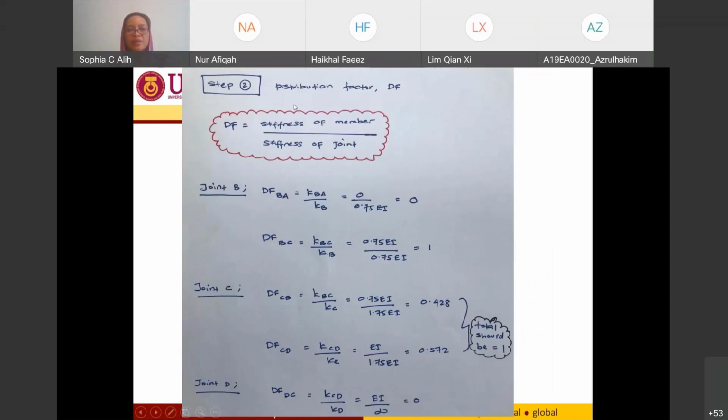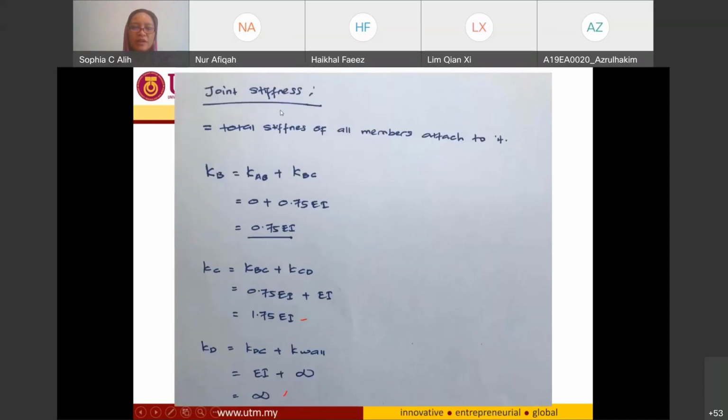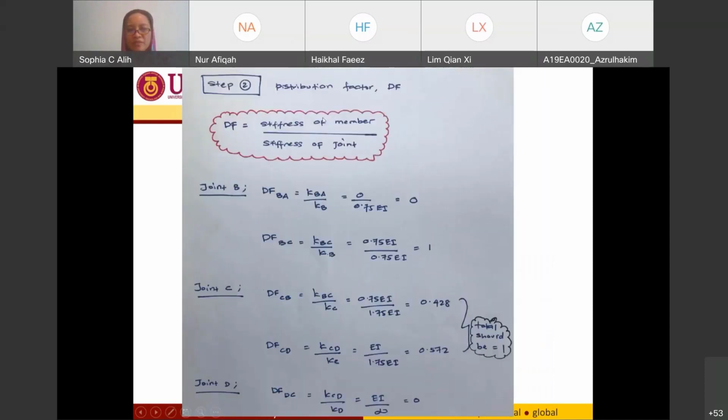So the second step is to calculate distribution factors. The notation is DF, distribution factor. The equation for distribution factor is stiffness of the member divided by stiffness of the joint. So you can see here, whatever values that I have calculated in here, member stiffness and joint stiffness, I will use it back in my second step, that is the calculation of distribution factor, stiffness of the member divided by stiffness of the joint.